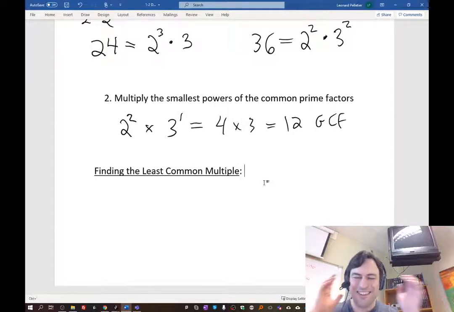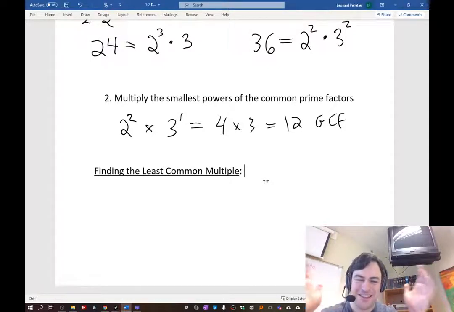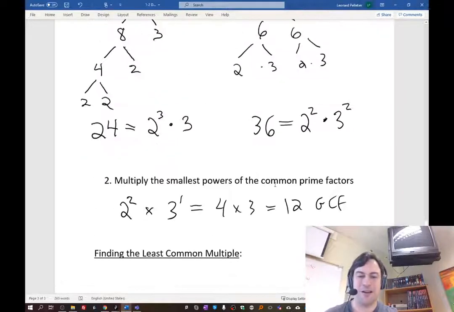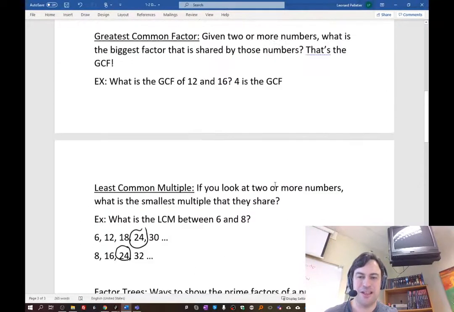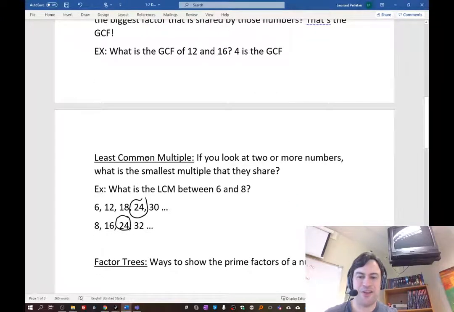Okay, Math 10, we're coming back to talk about the least common multiple. So this is going to be how you find the least common multiple. We already talked about the definition. We looked and saw that the least common multiple is like if you have two or more numbers, what is the smallest multiple that all those numbers share?